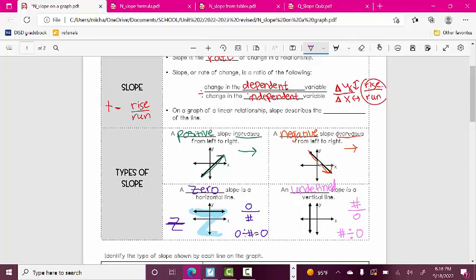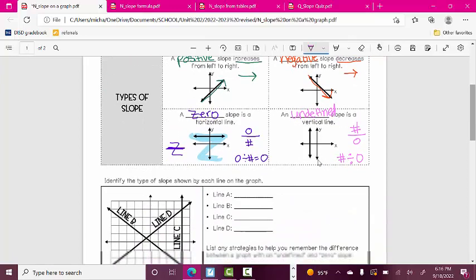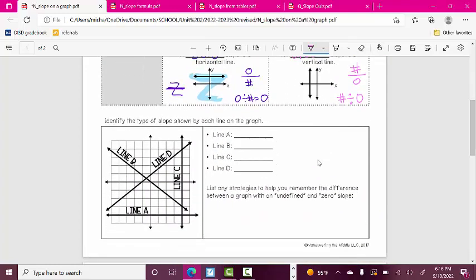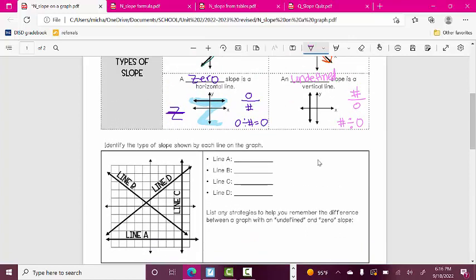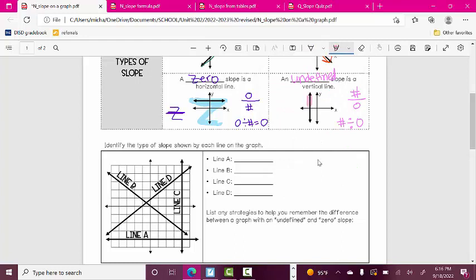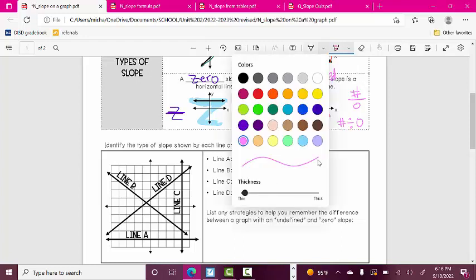Okay, so those are the 4 different types of slope we're working with. And what we're going to do in this next little portion is just identify which lines are positive, which ones are negative, which ones are undefined, and which ones are 0. I like to remember the undefined line because using the undefined line I can make a U.